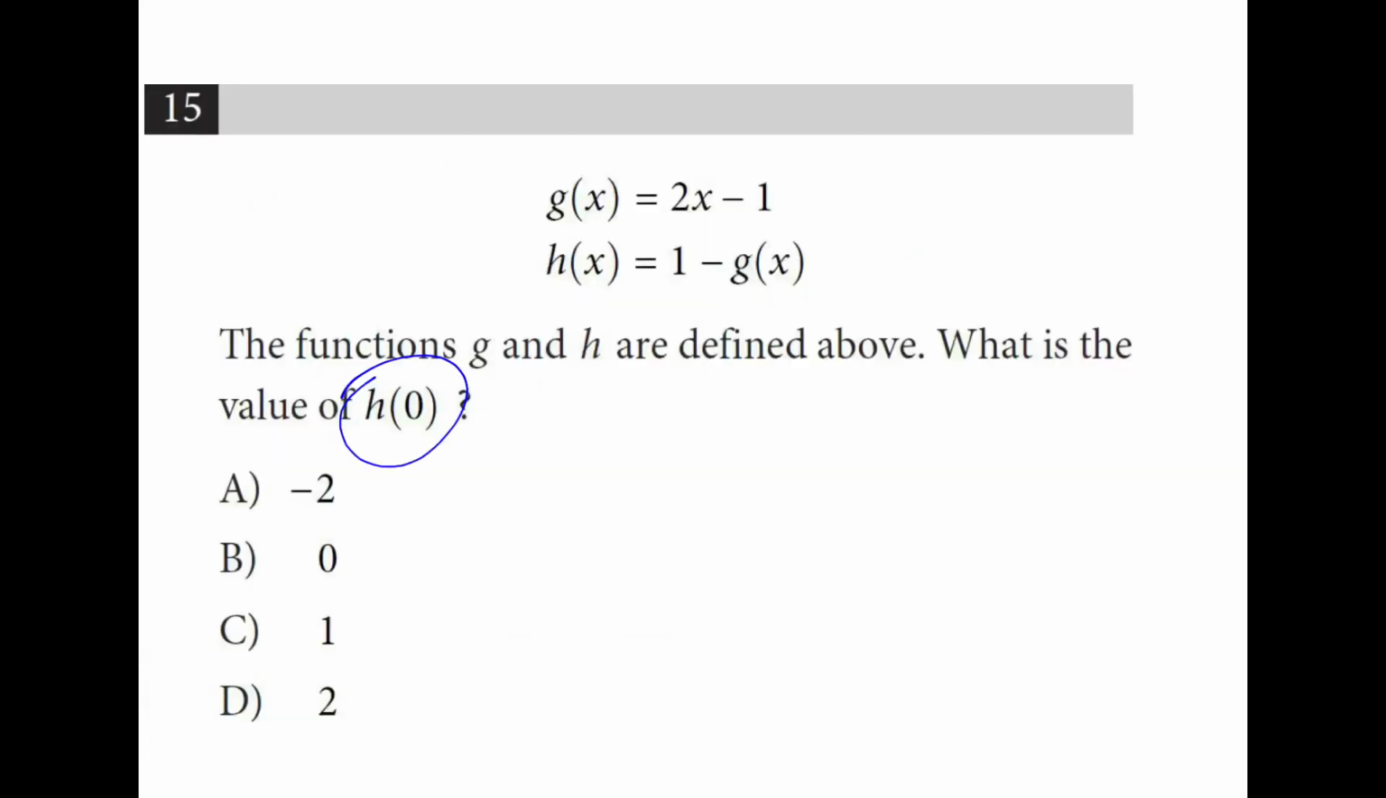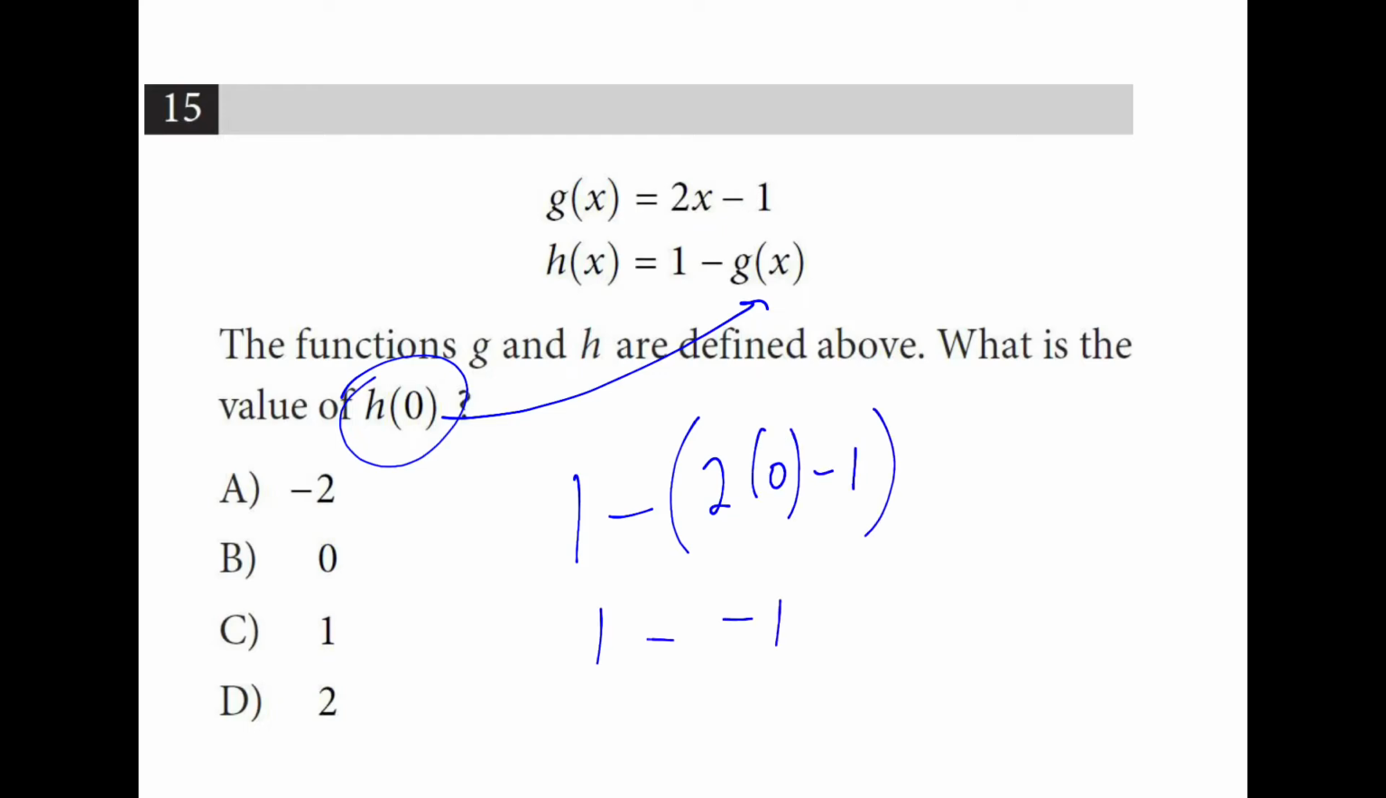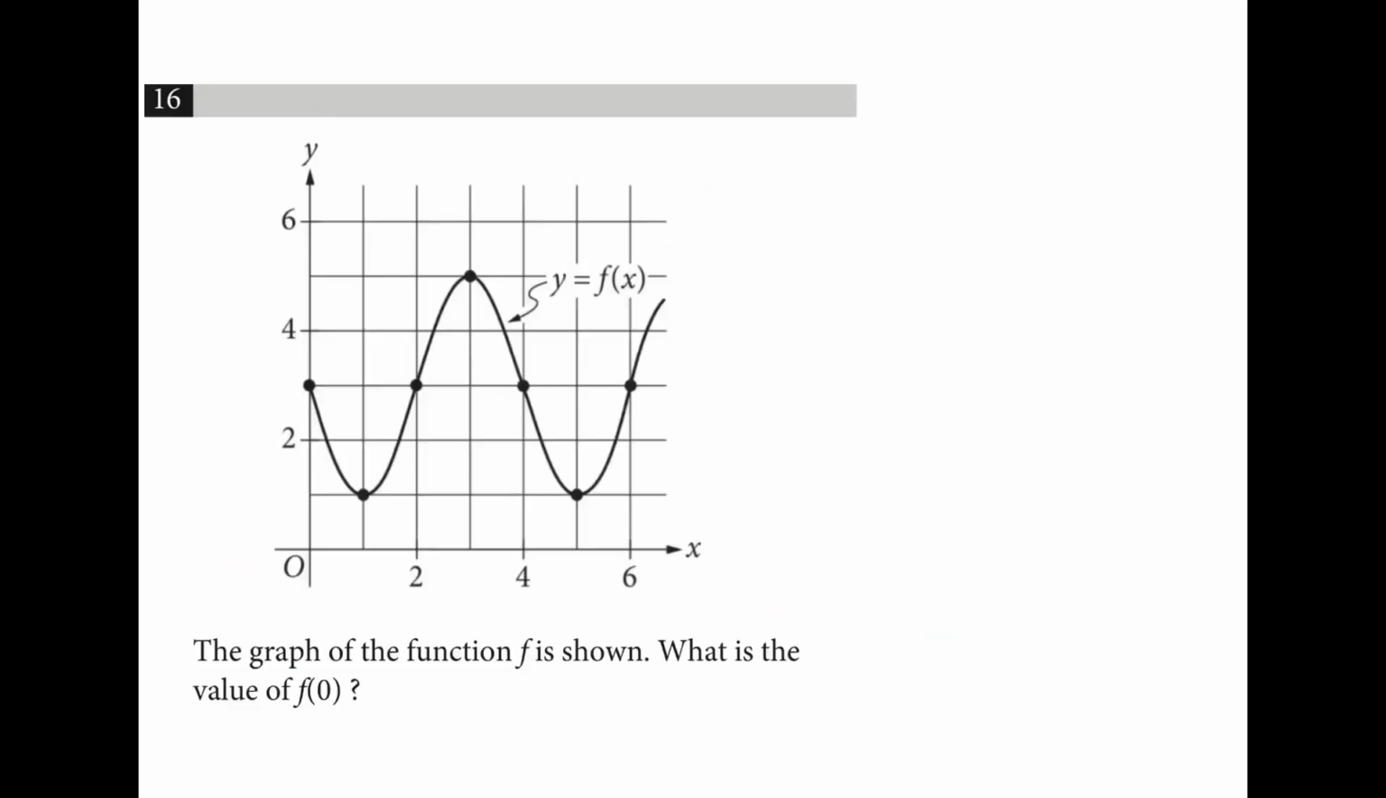H of 0, so I'm going to plug that in, which will translate as 1 minus 2 times 0 minus 1. So this is going to be 1 minus a negative 1, which is just 1 plus 1. The answer is 2. What is the value of f of 0? So if x is equal to 0, I follow that up, and it turns out y is equal to 3. That's my answer.